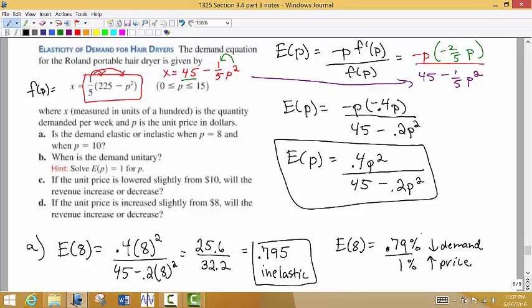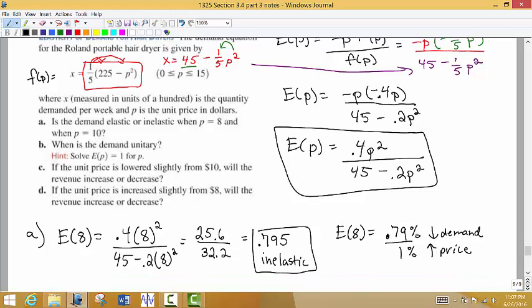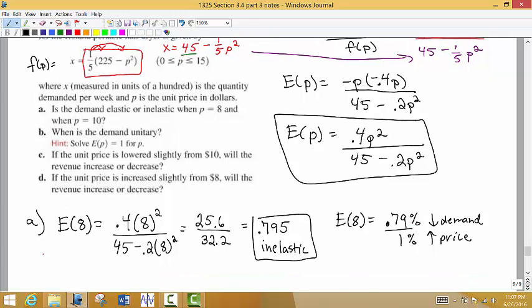So that means that my customers are not very price sensitive. They're price insensitive here. So if I raise my price, they're still going to buy it anyways, most of them. Enough people are going to buy it to where my revenue will increase, and I'm happy about that. So that would be inelastic.